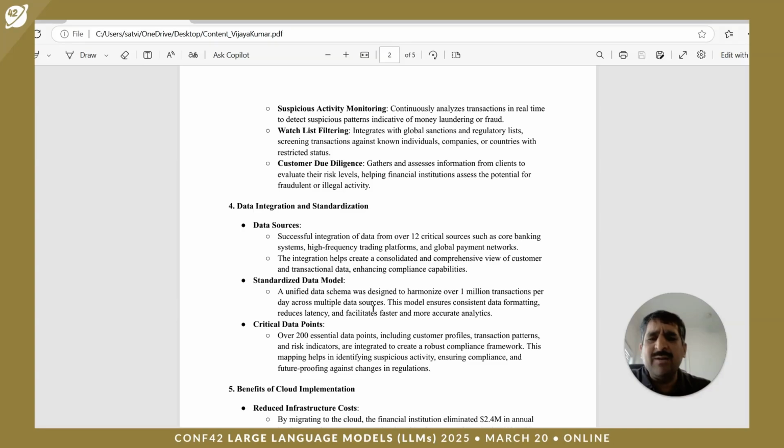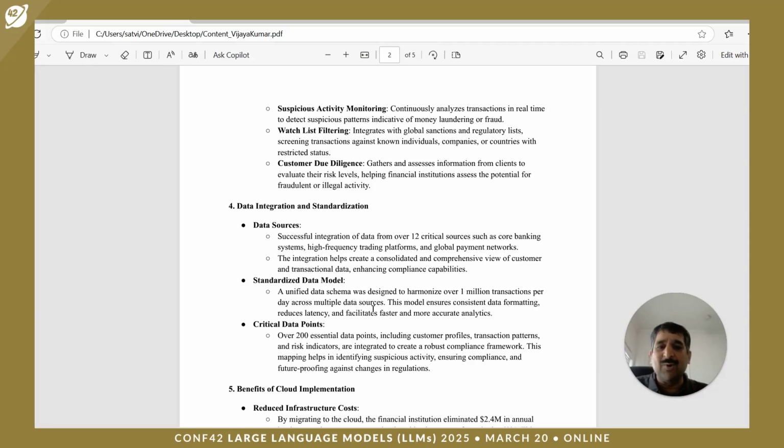Standardized data model. Now you have extracted the data from different sources, and it is there in a single platform. Now we need to standardize it. A unified schema was designed to harmonize over 1 million transactions per day across multiple data sources. This model ensures consistent data formatting, reduces latency, and facilitates faster and more accurate analytics.